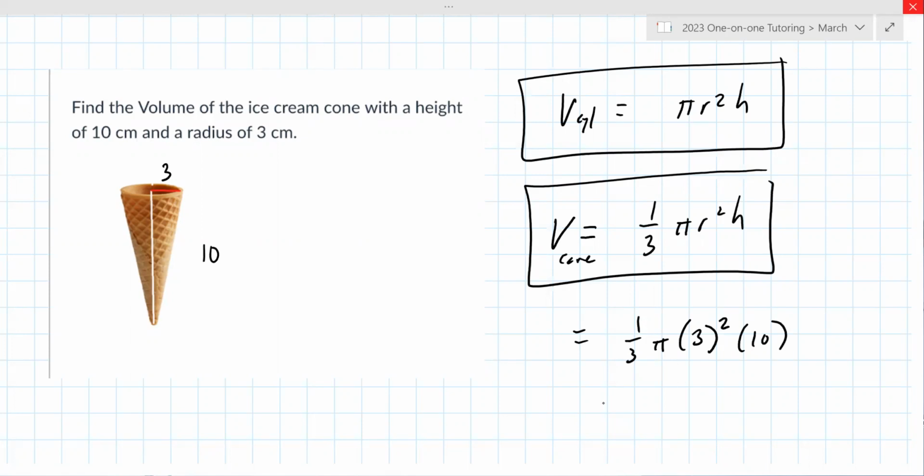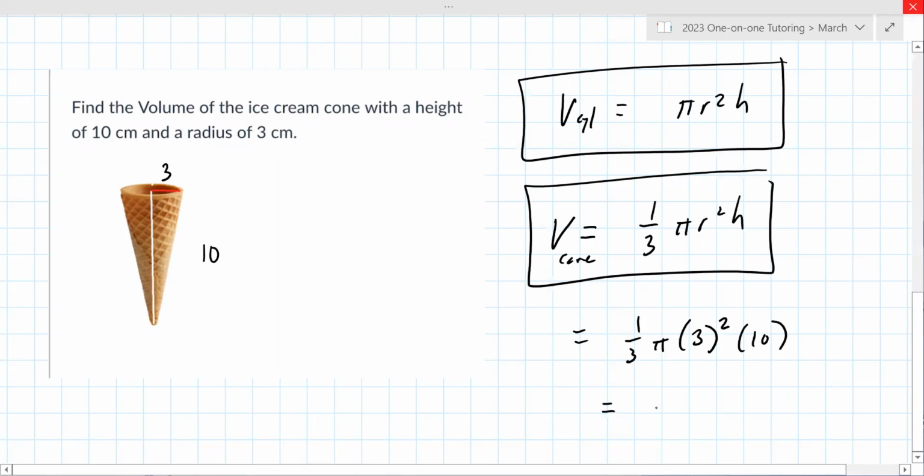Now, what if I wanted you to round to one decimal place? What would that round to? 94.2. Yes, very good. Centimeters cubed.